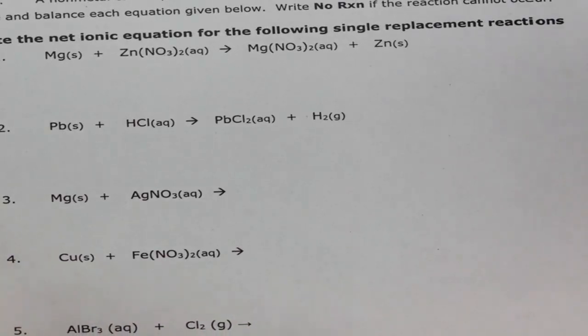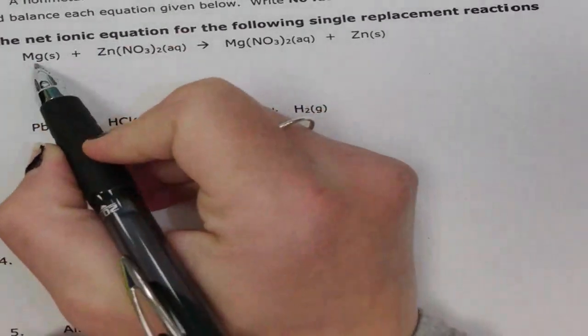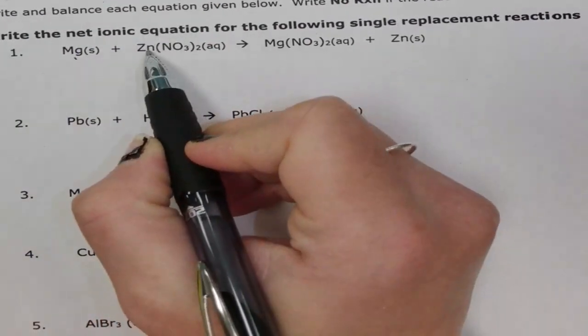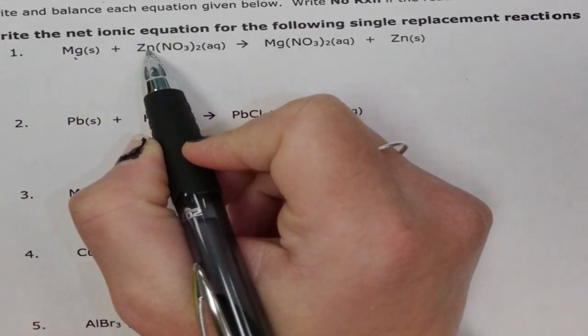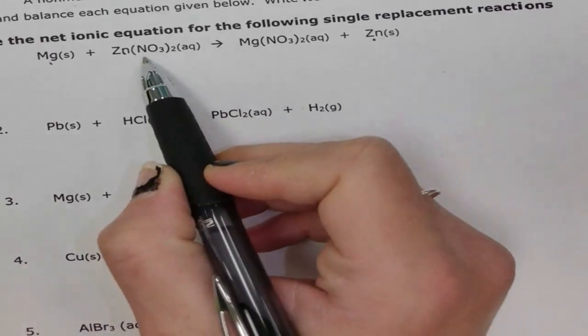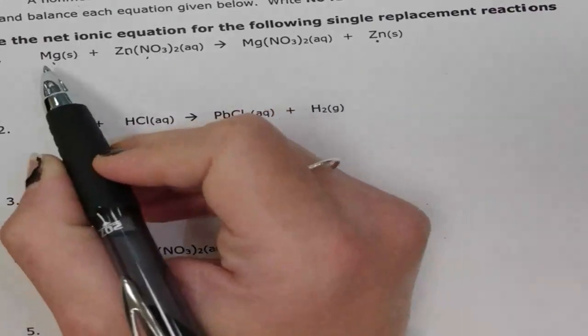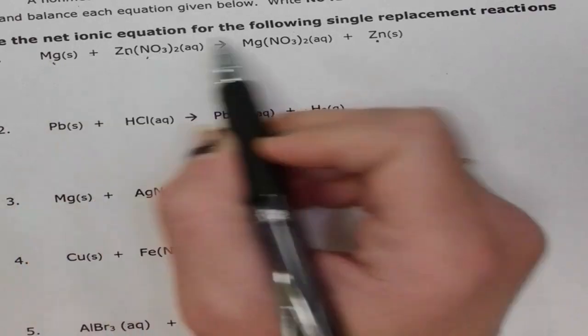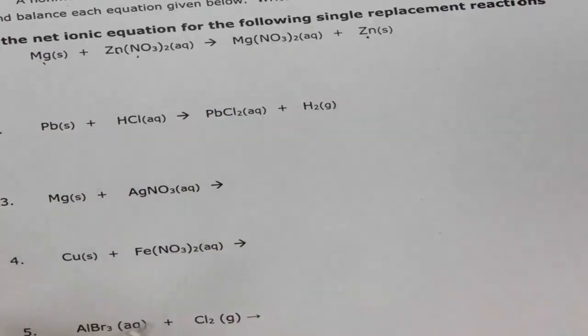All right, so what we have here is magnesium and zinc nitrate. Magnesium takes zinc and kicks it out. So zinc is by itself and magnesium combines with the nitrate. So magnesium is kicking zinc out all by itself.